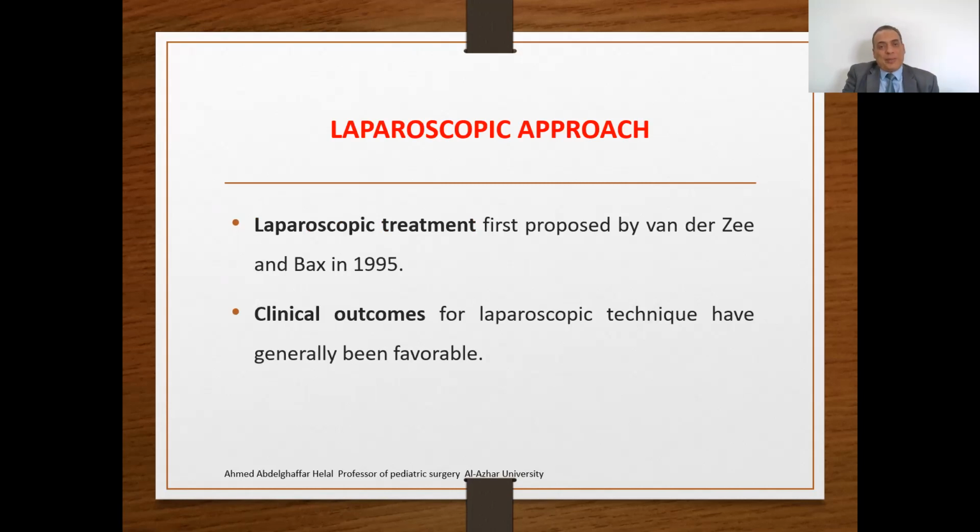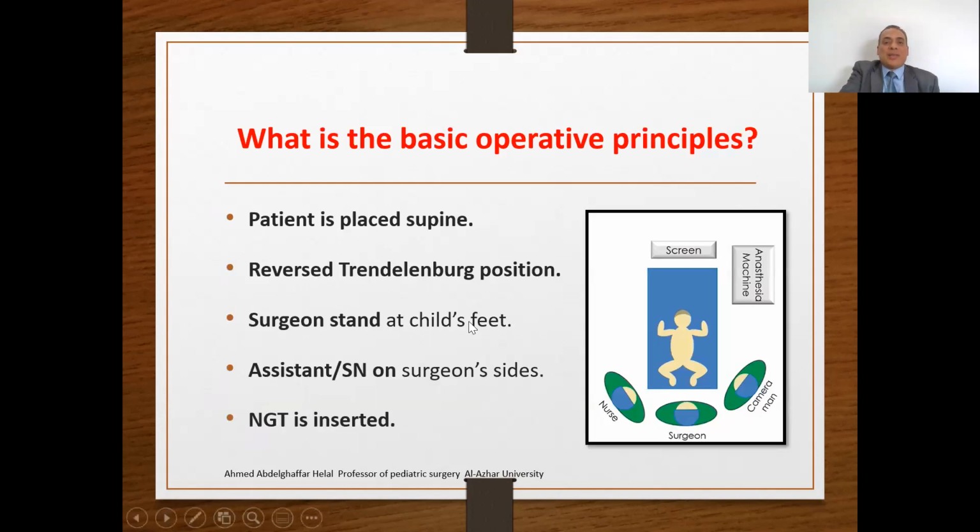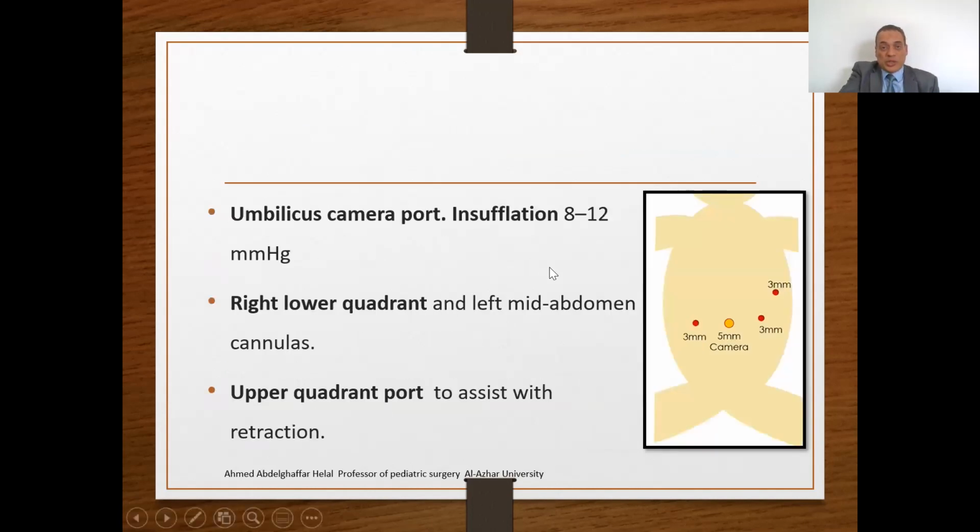Regarding the laparoscopic approach, it has been described and the clinical outcomes have generally been favorable in infants and neonates. What are the basic operative principles? The infant or child is placed supine in reversed Trendelenburg position. The surgeon stands at the child's feet with the assistant and the nurse at the surgeon's sides. A nasogastric tube is inserted. Then the umbilical camera port is inserted, with insufflation from 8 to 12 depending on the age of the child. Right lower quadrant and left mid-abdomen cannulas are inserted. These are working ports for the surgeon, and an upper quadrant port for retraction. This is the instrument for the assistant.